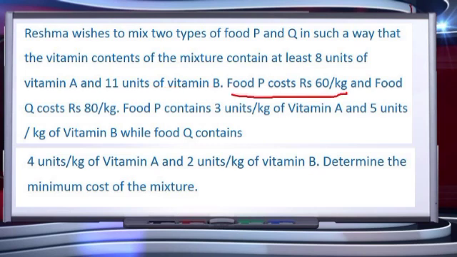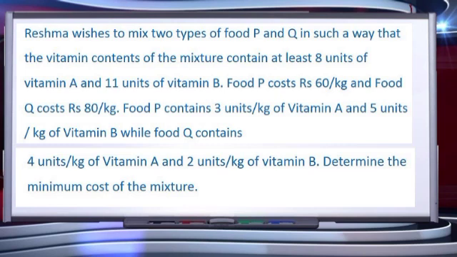Food P costs rupees 60 per kg and food Q costs rupees 80 per kg. Food P contains 3 units per kg of vitamin A and 5 units per kg of vitamin B, while food Q contains 4 units per kg of vitamin A and 2 units per kg of vitamin B. Determine the minimum cost of the mixture. That means we need to minimize the cost of the mixture.